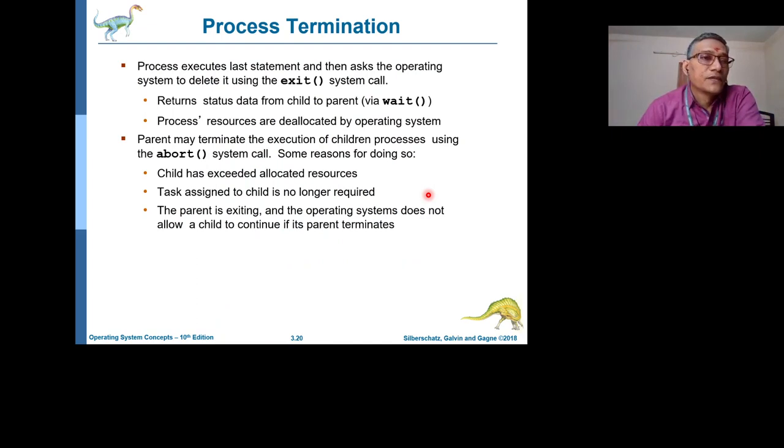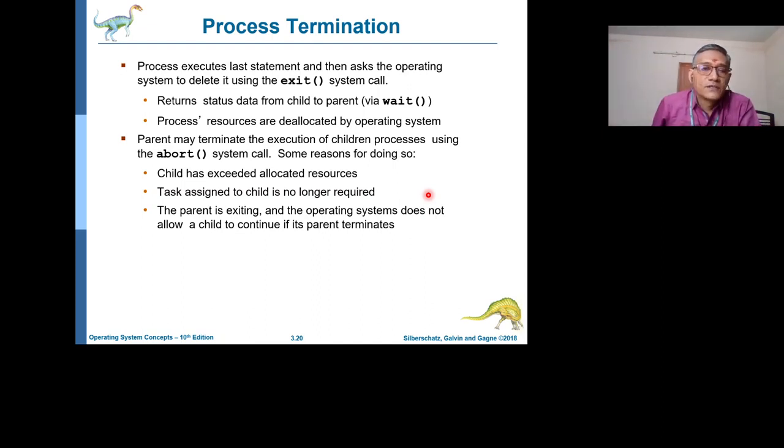Process termination: a process executes its last statement and then asks the operating system to delete it using the exit system call. The parent may terminate the execution of child processes using the abort system call. Why? The child has exceeded its allocated resources, so the parent forcefully stops the child using abort. Or the task assigned to the child is no longer required, or the parent is exiting.